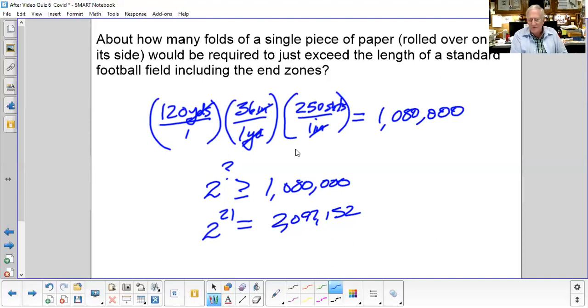So really 20 folds would be closer to the length of the football field, but you know we'd have to go to 21. So that's just a quick review question. Of course, something like this will occur or appear on your test that I will be giving you on Friday. So I figured it wouldn't hurt for us to just take a second and review it.